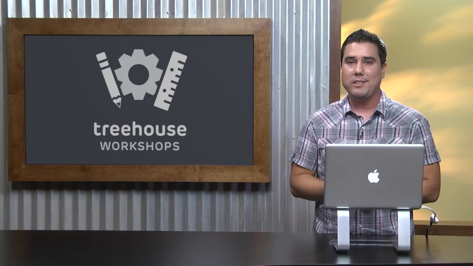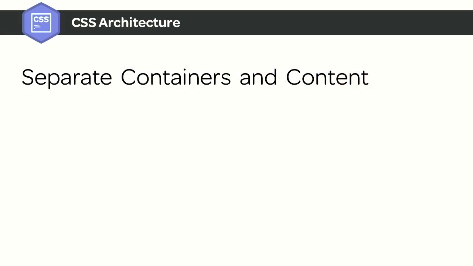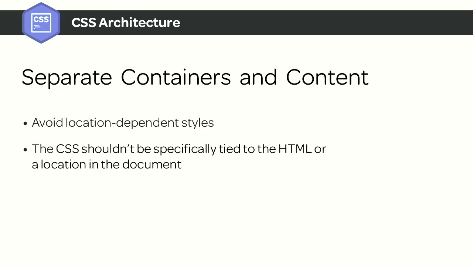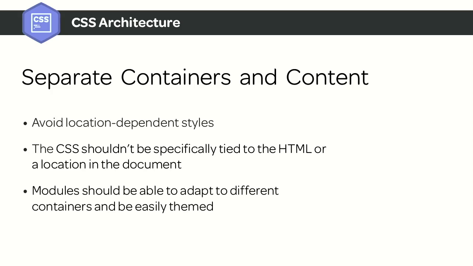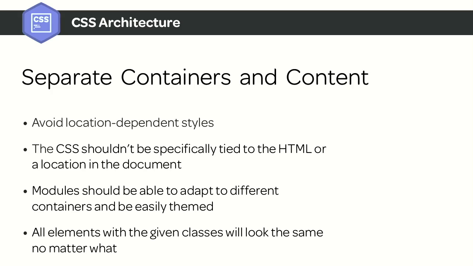When we separate containers and content, the style components we create should be code or location independent. So the elements should be reusable no matter where they are on the page. And the CSS should not be specifically tied to the HTML or a location in the document. The modules should actually be able to adapt to different containers and be easily themed. When we separate containers and content, all elements with those given classes will also look the same on the page no matter what.